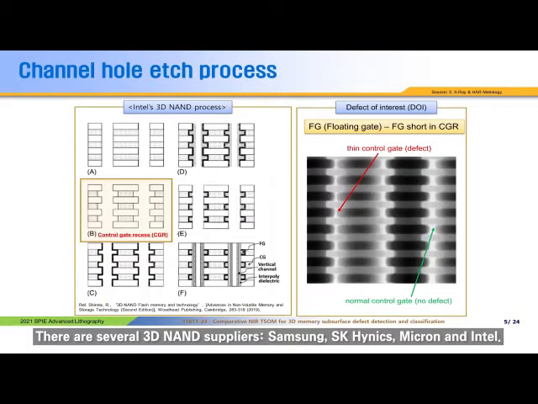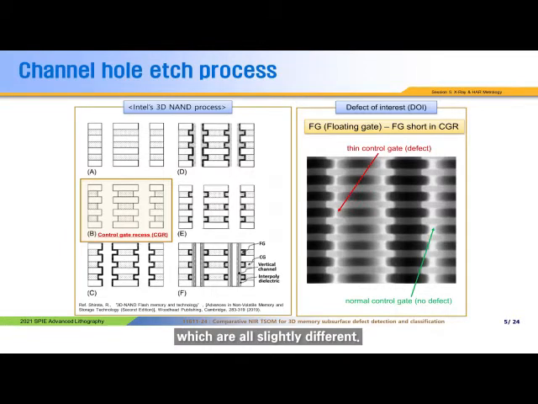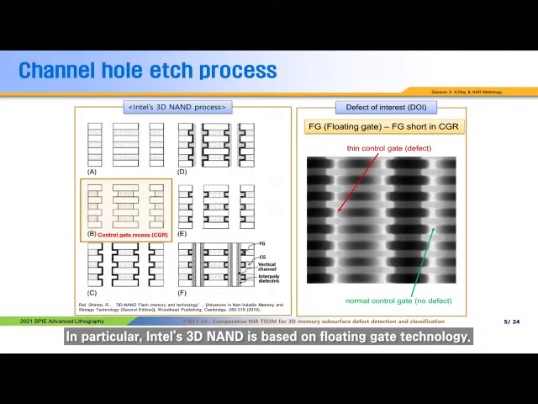There are several 3D NAND suppliers: Samsung Electronics, SK Hynix, Micron, and Intel. Suppliers have developed their own 3D NAND structure, which are slightly all different. In particular, Intel's 3D NAND is based on floating gate technology.